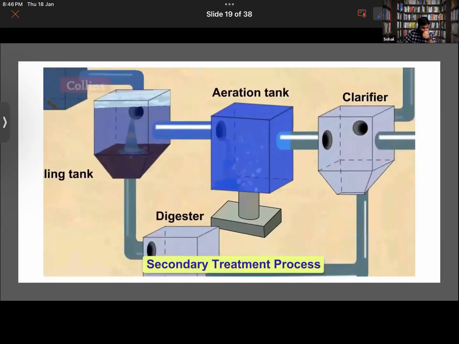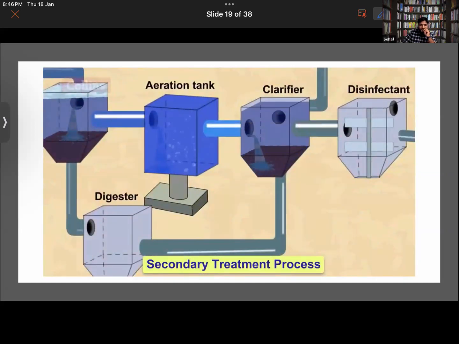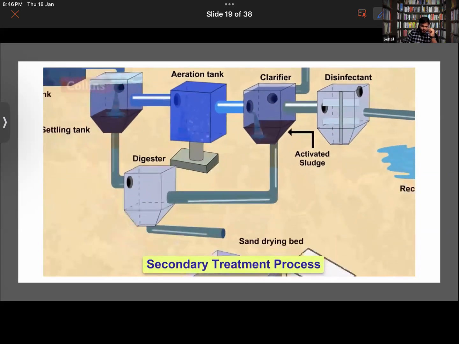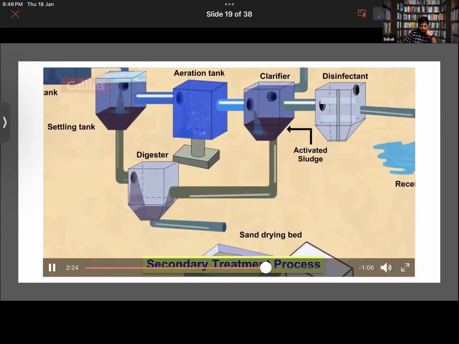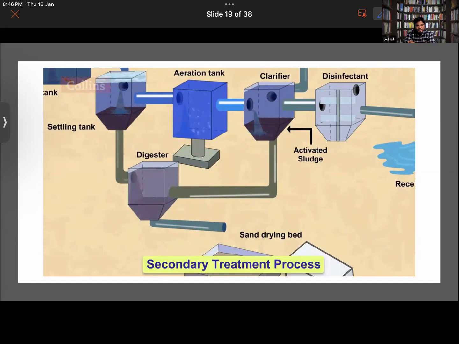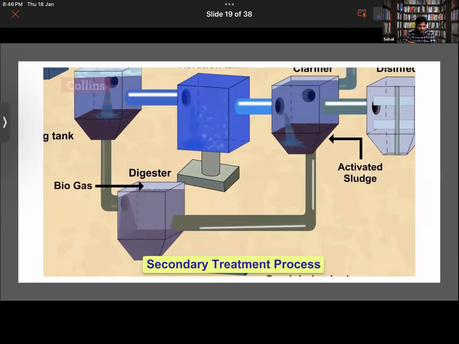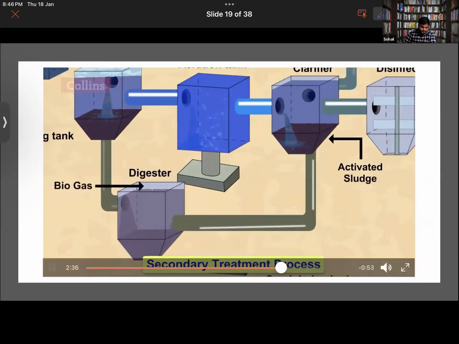The mixture then flows from the aeration tank into the clarifier, where activated sludge settles out by gravity. The activated sludge so produced, along with the sludge produced in the primary process, is transferred to the digester, where it is decomposed by anaerobic bacteria. Biogas is produced in this process, which can be used as fuel.